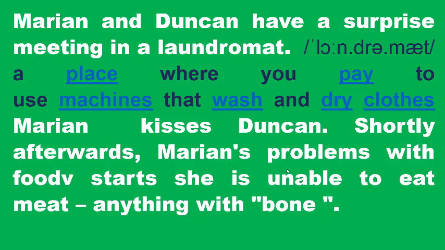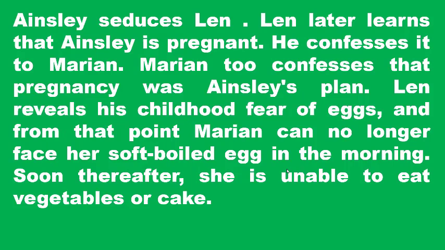Now what happens? So after the incident at the laundromat, Miriam finds it difficult to eat meat. And in the other section of the novel, we can see Ainsley seduces Len. So they have a sexual relationship, and as a result, Ainsley becomes pregnant. One day, Len confesses his sexual relationship with Ainsley to Miriam. But now Marian or MacAlpin says to Len that it was only Ainsley's plan to have a baby through Len.